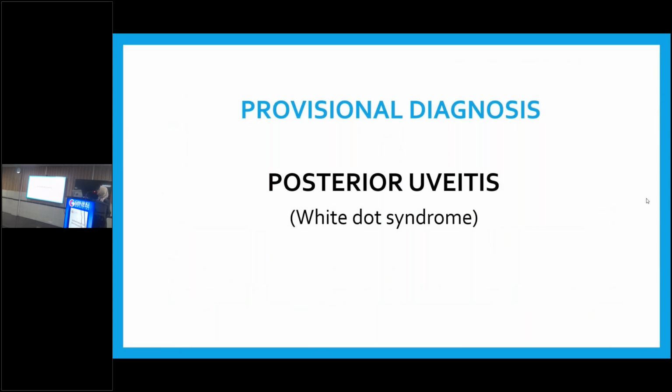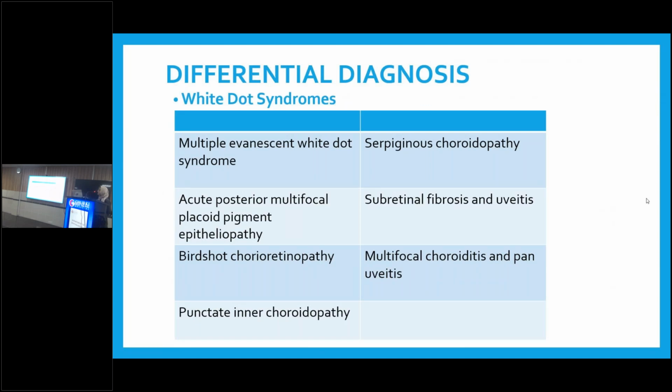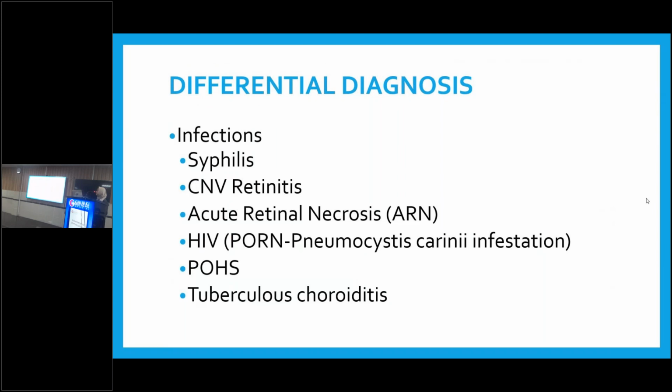On the basis of history and detailed examination, a working diagnosis of posterior uveitis was made, which also includes white dot syndromes. These are some of the disorders that can be differentiated on the basis of their clinical presentation and fundus pictures. The characteristic morphological features of the lesions present in our patient favors the diagnosis of acute posterior multifocal placoid pigment epitheliopathy. For further confirmation, certain investigations were done. These are some of the infectious causes of posterior uveitis in which the patient may also present with white lesions on the fundus. And these should specially be ruled out before we begin further management of the patient.